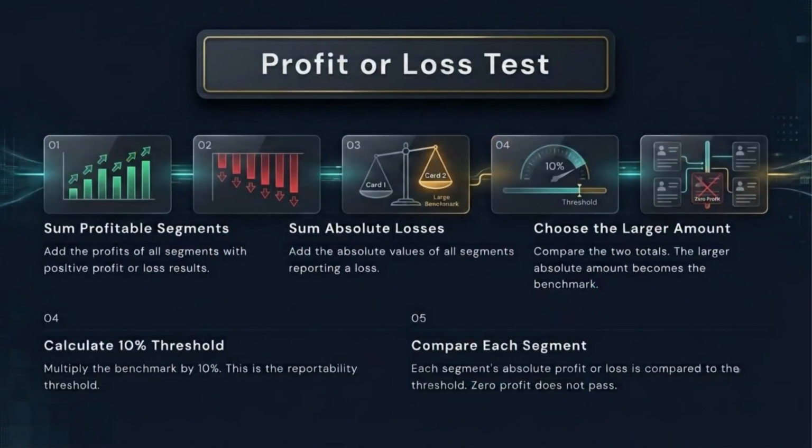The profit or loss test is the easiest place to make a mistake. First, add the profits of all profitable operating segments. Second, add the absolute values of all loss segments. Third, choose the larger absolute amount. Fourth, compare each segment's absolute profit or loss to 10% of that benchmark. A segment with zero profit does not pass this test because zero is not at least 10% of a positive benchmark. Loss segments can pass because losses are tested using absolute value.